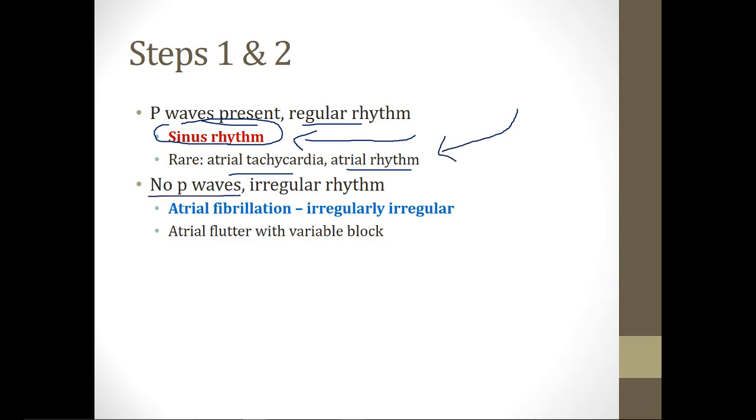If you see an absence of P waves and the rhythm is irregular, then most likely you're looking at atrial fibrillation. This is a very common rhythm, and atrial fibrillation along with sinus rhythm are two of the rhythms you ought to be able to identify. Atrial fibrillation generates an irregularly irregular rhythm with no P waves present. Now there are other things that cause no P waves in an irregular rhythm. These are things like atrial flutter with variable block, but this is much less common than AFib. Mostly if you see no P waves in irregular rhythm, you are probably looking at atrial fibrillation.